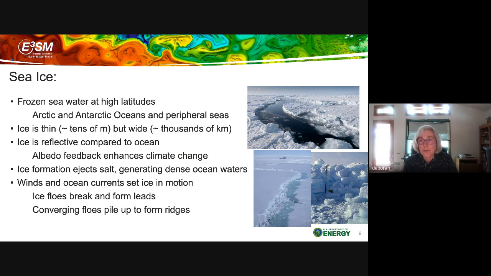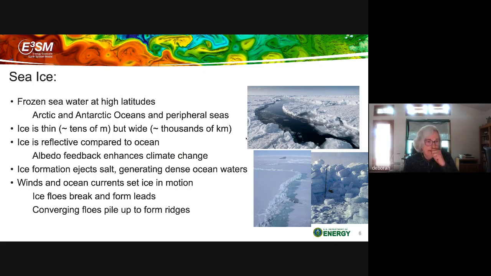The reason ice is important, sea ice in particular, is that it's reflective compared to the ocean. You can see in this picture here, the ocean appears darker than the ice. And so the ice reflects quite a bit of incoming solar radiation, and so it's an important aspect of the Earth's energy balance. And there's an albedo feedback mechanism that is thought to enhance climate change.